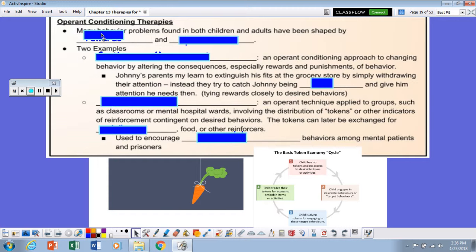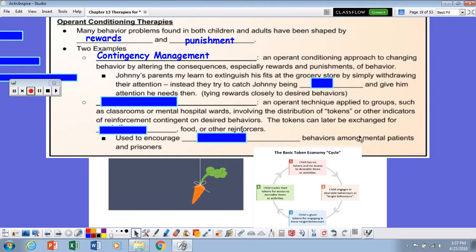Operant conditioning therapies. Many behavior problems found in both children and adults have been shaped by rewards and punishment. An example of this would be contingency management, which is an operant conditioning approach to changing behavior by altering the consequences, especially rewards and punishments, of the behavior. For example, Johnny's parents may learn to extinguish his fits at the grocery store by simply withdrawing their attention. Instead, they try to catch Johnny being good and give him the attention that he needs, tying the rewards closely to the desired behavior.